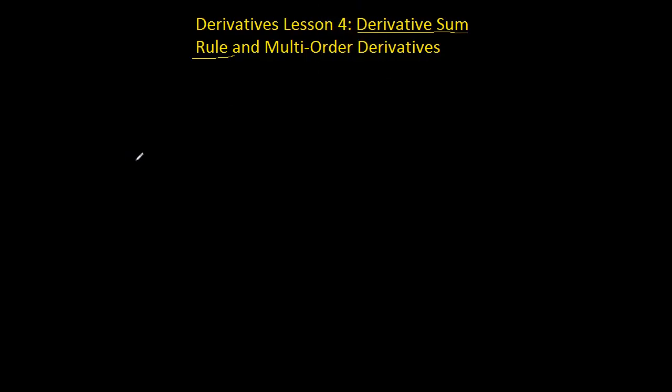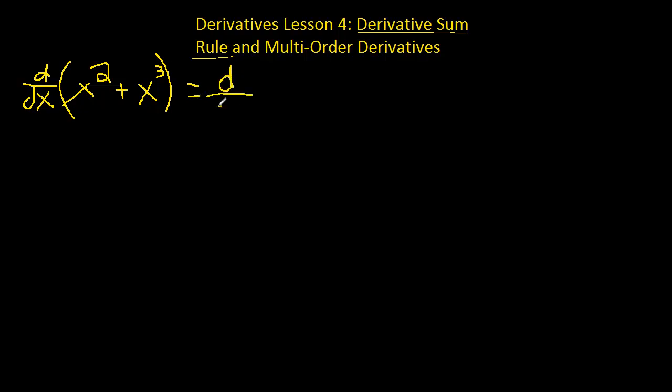that if you want to take the derivative of a sum of multiple terms, like x squared plus x cubed, and you want to find the derivative of this, d by dx, this is equivalent to taking the derivative of each of the terms, like this, and adding that up.